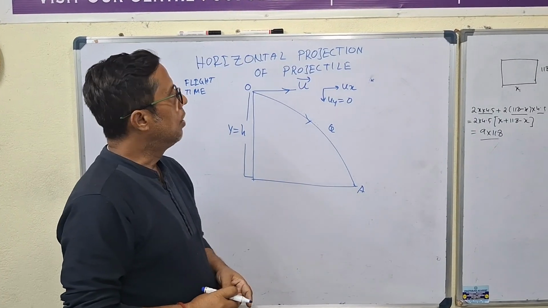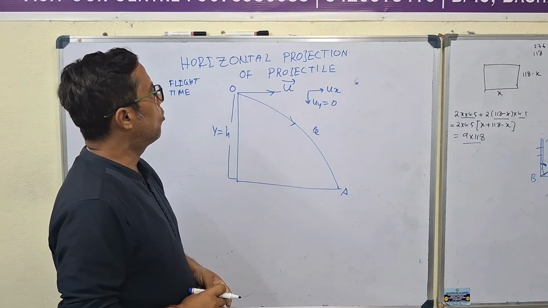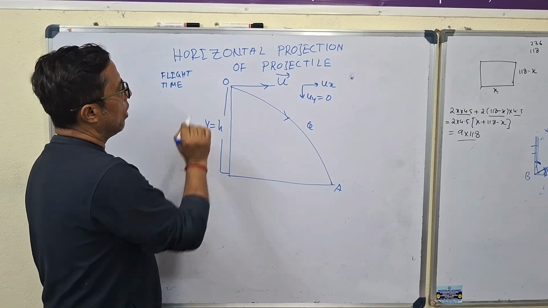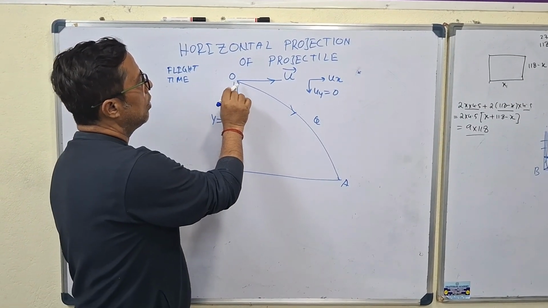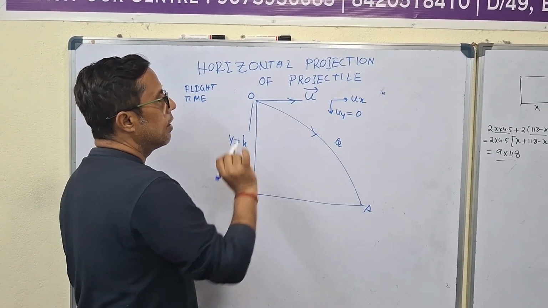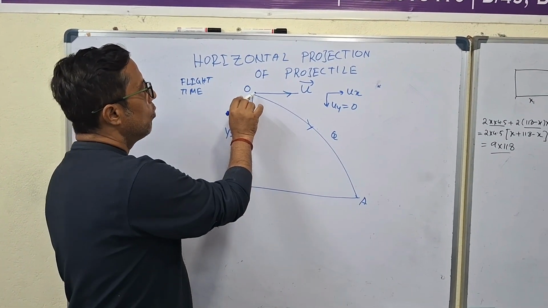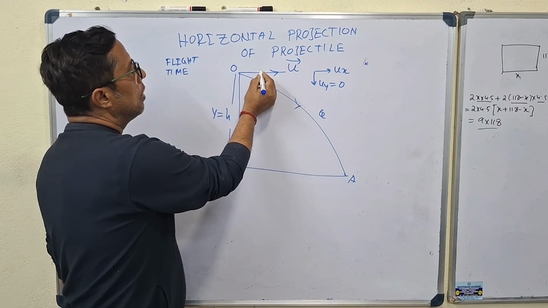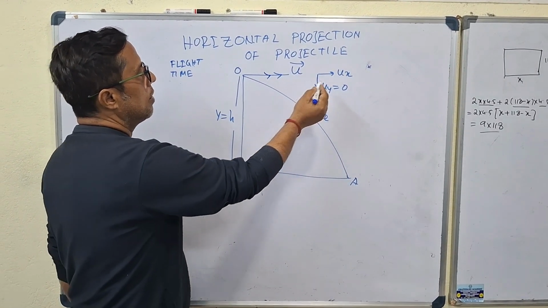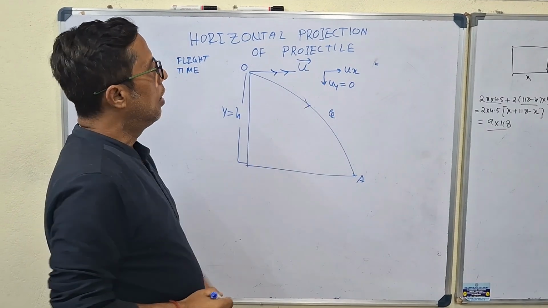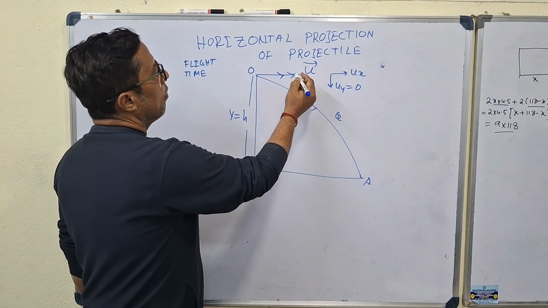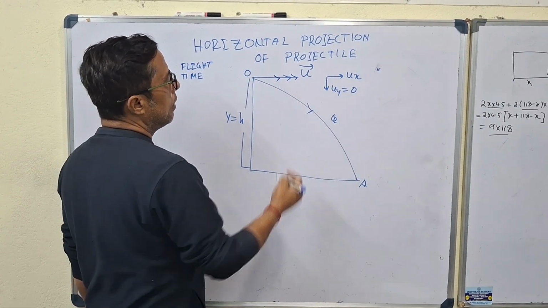This is very specific to a case like horizontal projection of a projectile. That means from the top of a tower, we are throwing an object with velocity u, and the velocity is in the horizontal direction. That means we are throwing like this. So the x component, ux, will be there, but the uy component will be 0 because the vector is along the horizontal direction.